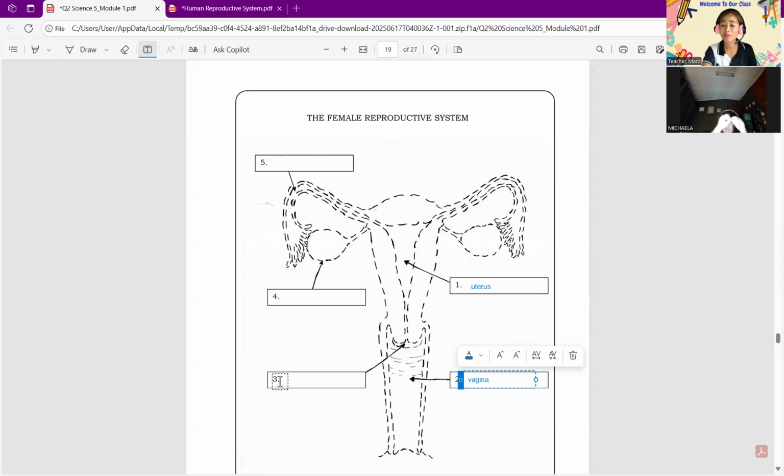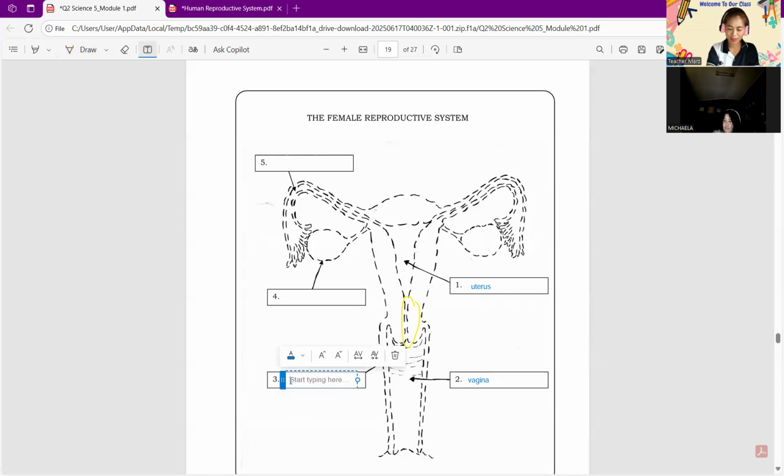All right. So how about number 3? What do you think would be number 3? What part is this one? This is the narrow part between uterus and the vagina. How do you call that? It's cervix. Very good. What is cervix then?